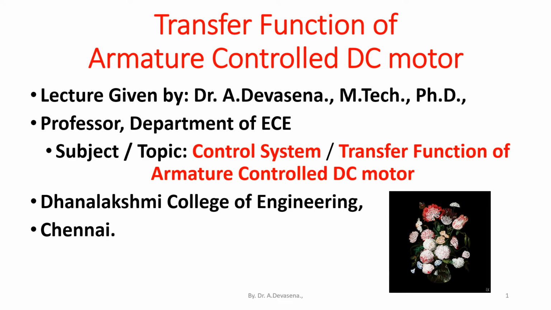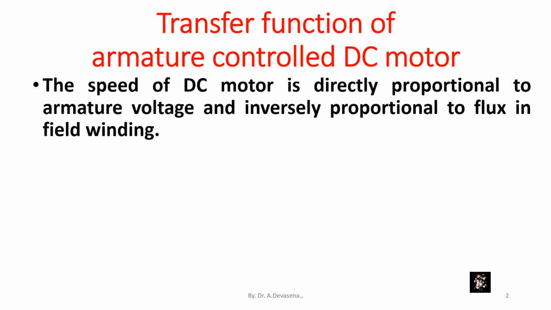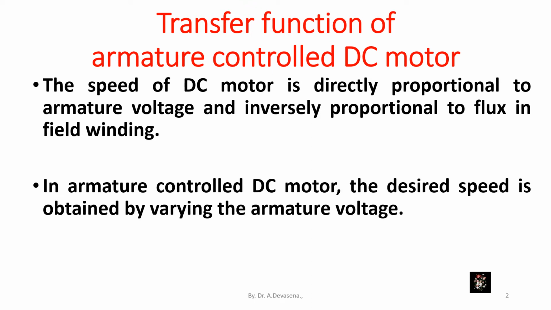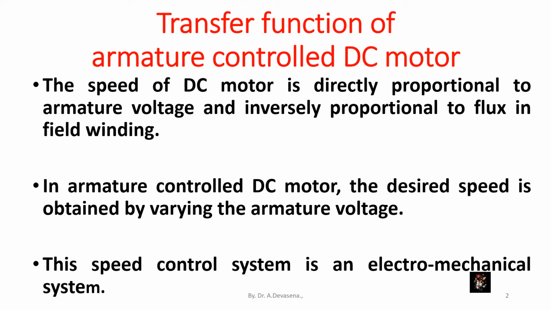In this lecture, we are going to discuss the transfer function of the armature controlled DC motor. This topic is present in the subject Control Systems. The speed of the DC motor is directly proportional to armature voltage and inversely proportional to flux in the field winding. In an armature controlled DC motor, the desired speed is obtained by varying the armature voltage. This speed control system is an electromechanical system.